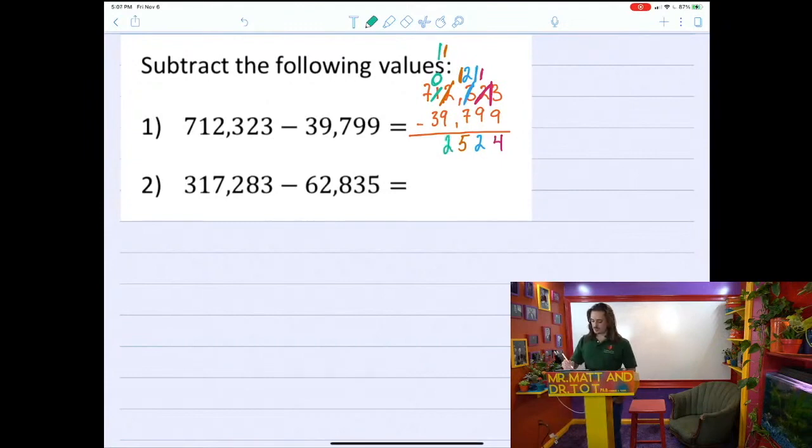And then we have to regroup one last time because 0 is a smaller value than 3. So I need to regroup from the 7, turn that into a 6, which makes the 0 now a 10. 10 minus 3 is 7. And then there's no value to affect the now resulting 6 in the 100,000ths place, so the 6 just carries down. So your answer here is going to be 672,524.